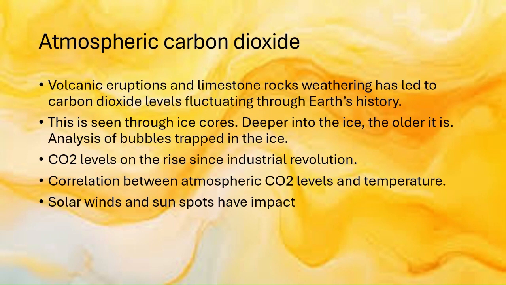So, volcanic eruptions and limestone rock weathering have led to atmospheric carbon dioxide levels fluctuating throughout Earth's history. And this is seen through ice cores. The deeper into the layers of ice you go, the older the layers of ice are. So the analysis of bubbles trapped in the ice can tell you the levels of carbon dioxide present at that time. CO2 levels have been on the rise since the Industrial Revolution, and a correlation between atmospheric CO2 levels and temperature has been observed. Another point is that solar winds and sunspots also have an impact on the levels of carbon dioxide.